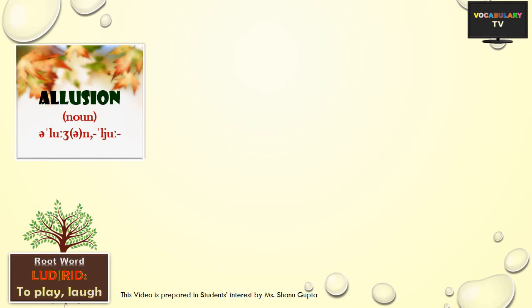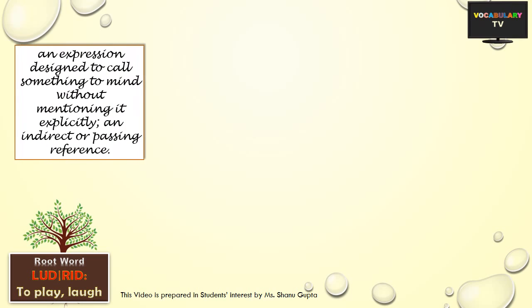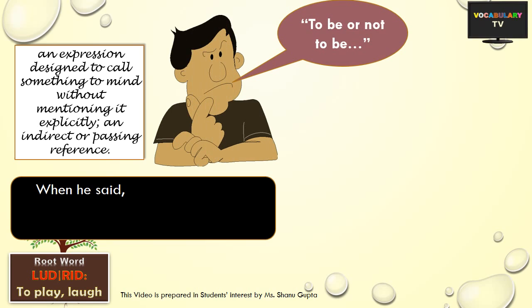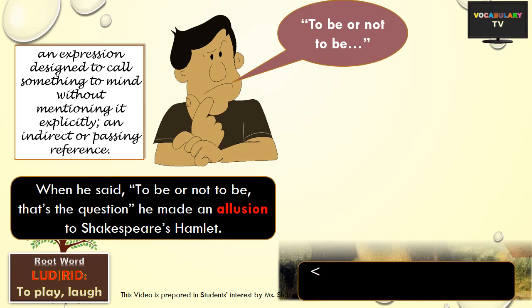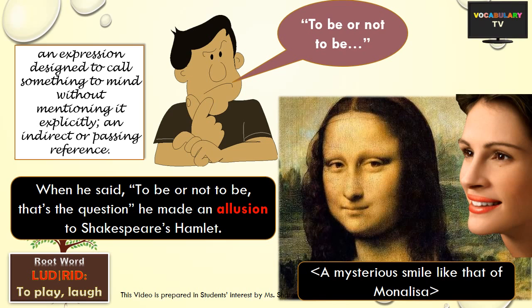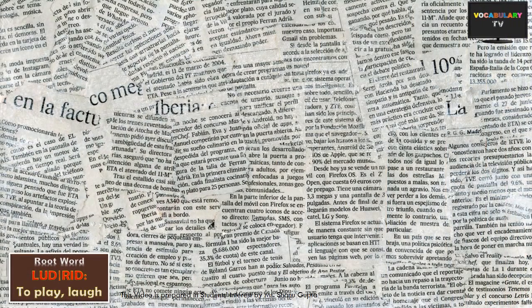The corresponding noun is allusion. Allusion is an expression designed to call something to mind without mentioning it explicitly. It's an indirect or passing reference. For instance, when he said, "To be or not to be, that's the question," he made an allusion to Shakespeare's Hamlet. Or, easier still, if you say that she has a mysterious smile like that of Mona Lisa, you are making an allusion, albeit a direct one, to the famous painting by Leonardo da Vinci.